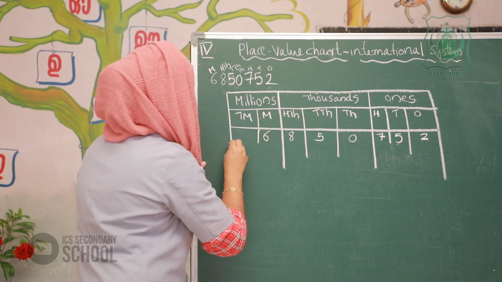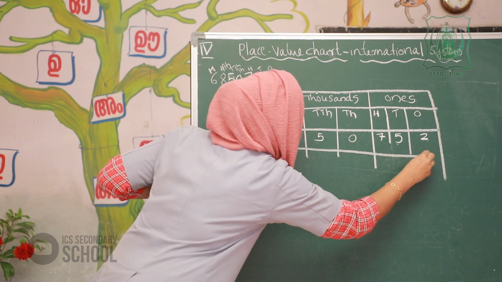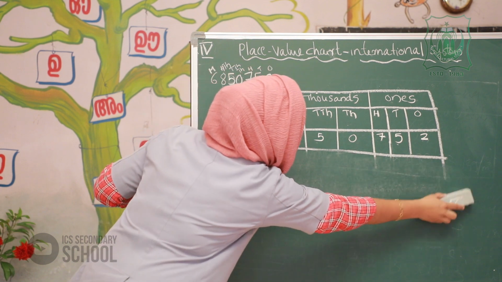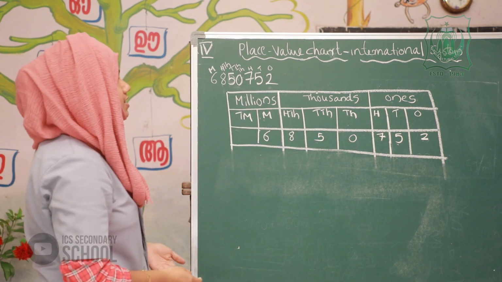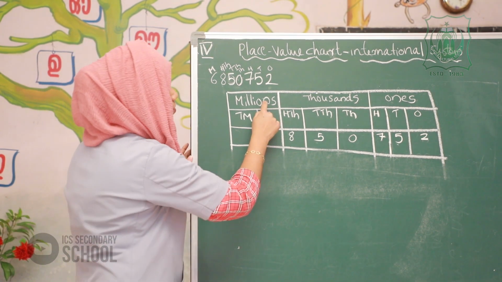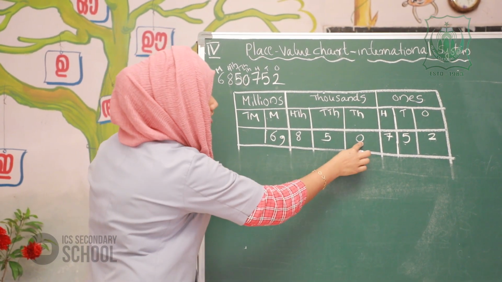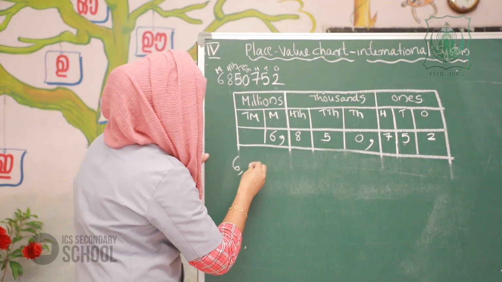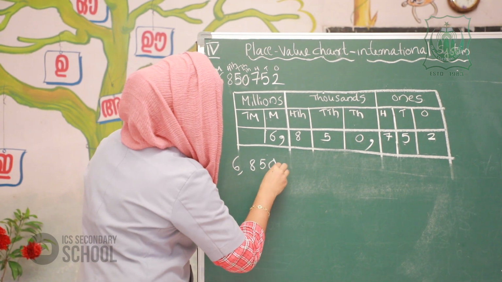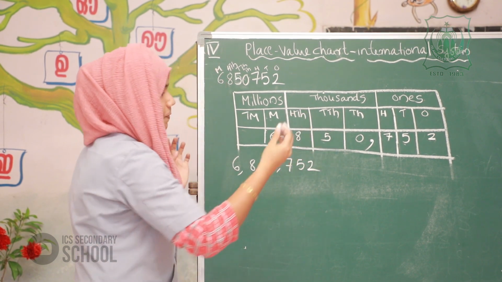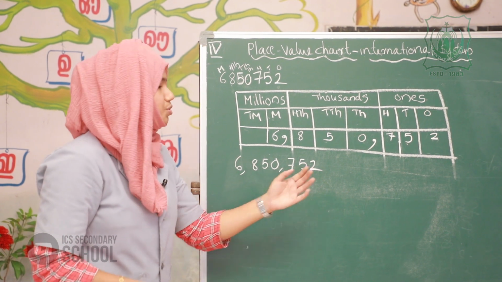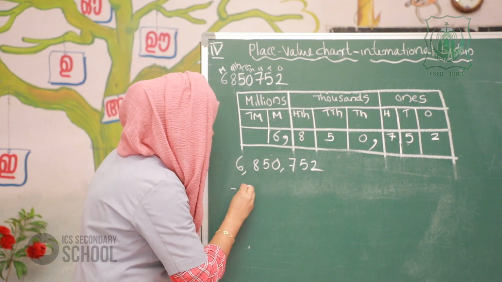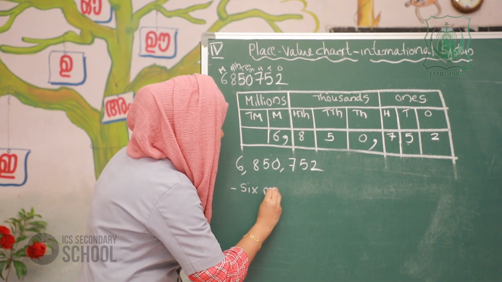So in the ten millions place, it's 0. There is no need to write 0 here. Like this way. Next, we have to put commas. After one period, we put a comma. Next period is, okay, so the number is, okay. How to read this number? 6 million. Okay. 6 million.